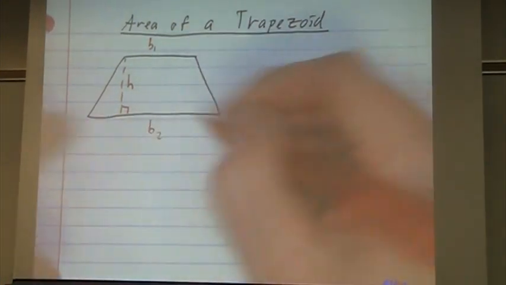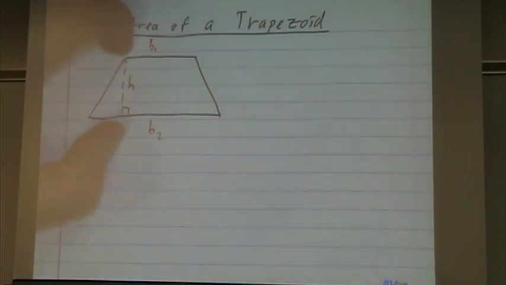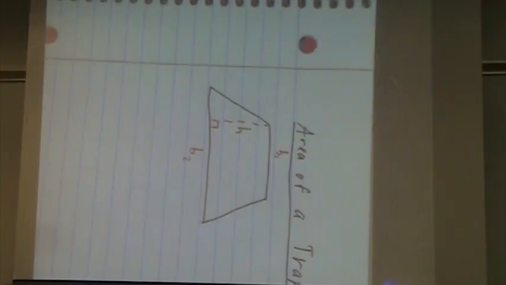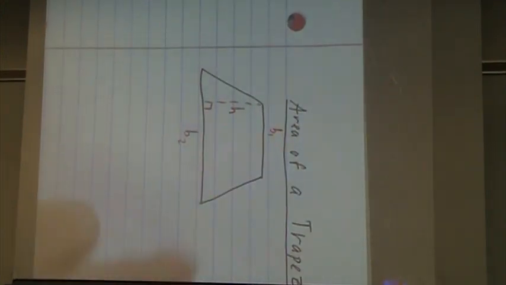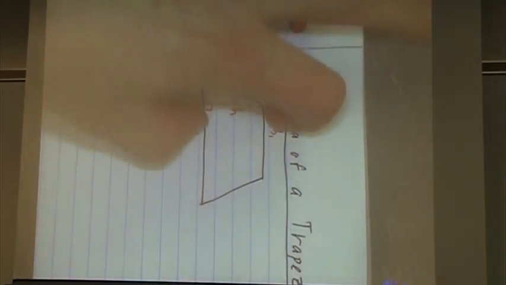Clearly these bases are different. That's what makes a trapezoid a trapezoid. You can also think of height as the distance between the bases, because if your trapezoid was tilted like so, you might say, "Oh, Mr. Michelson, this is really the height." Yeah, that's the height, but this is really what you're looking for, the distance between the two bases.